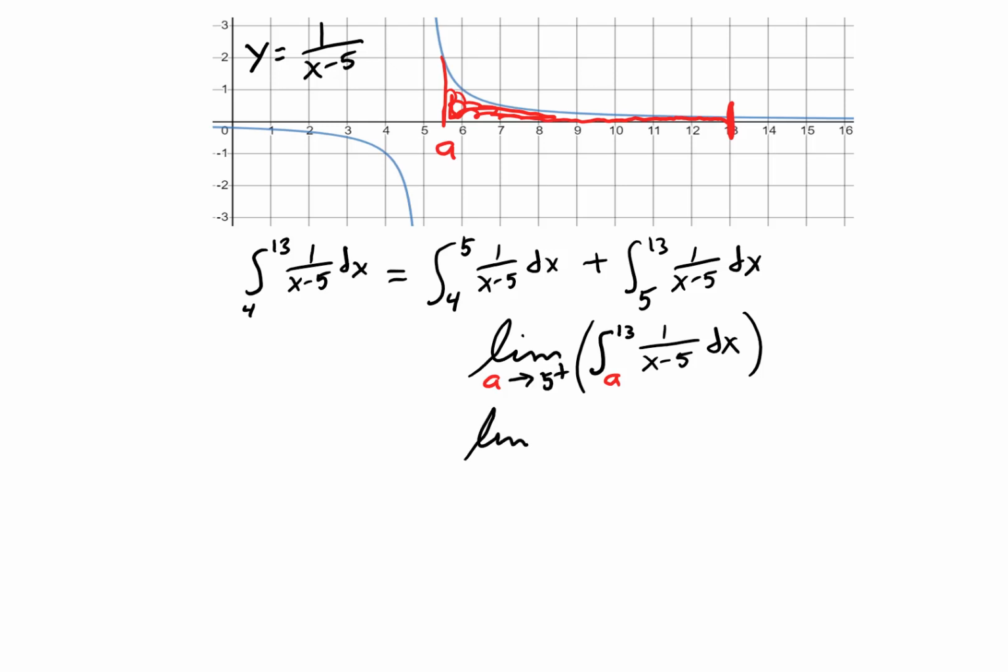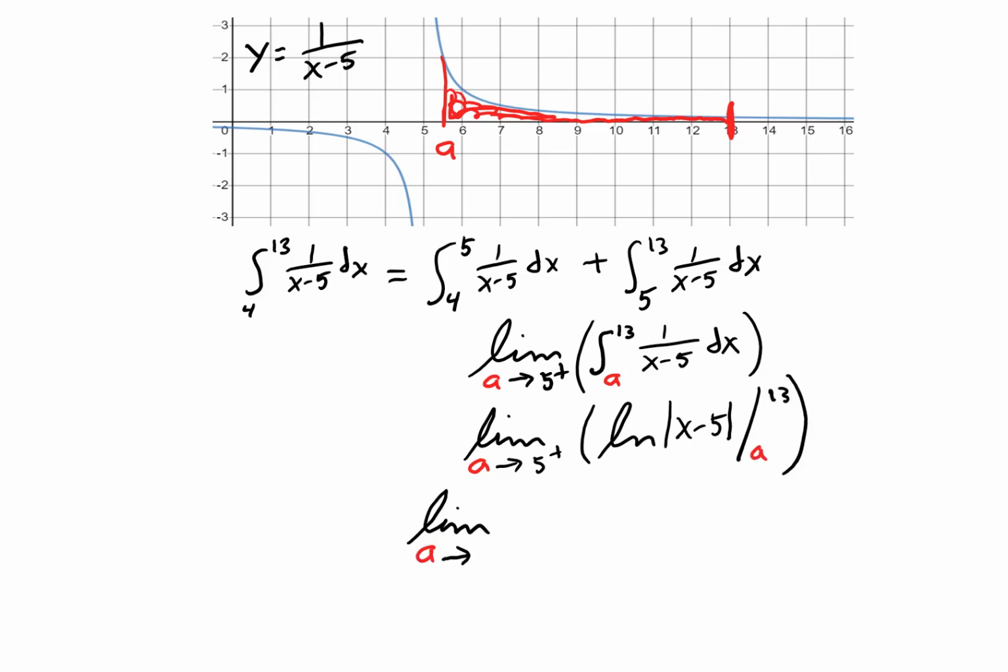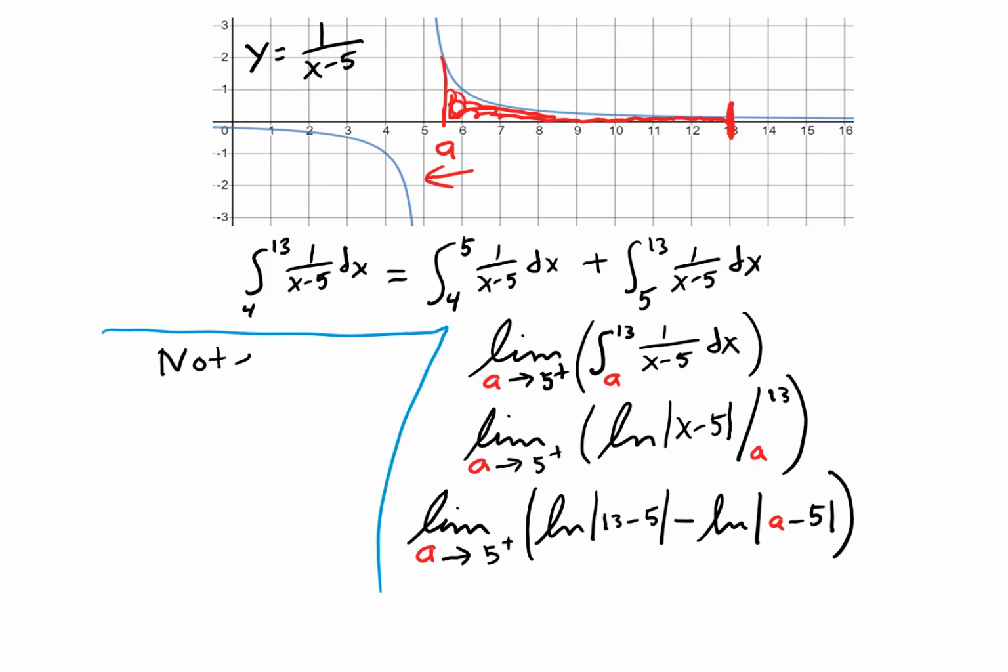The antiderivative can be found using a substitution, u equals x minus 5. It is the natural log of the absolute value of x minus 5. We evaluate it from a to 13 and then consider what happens as a approaches 5 from the right. As a approaches 5, the quantity a minus 5 approaches 0.